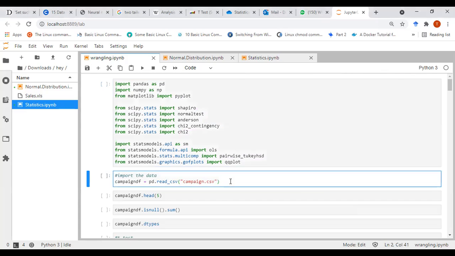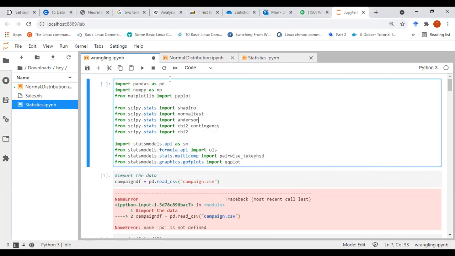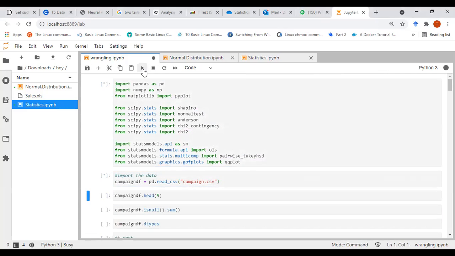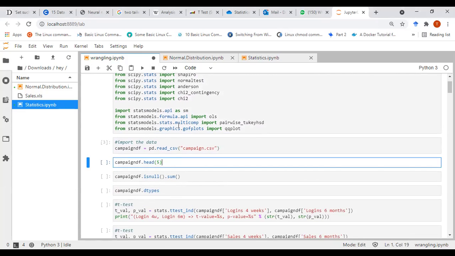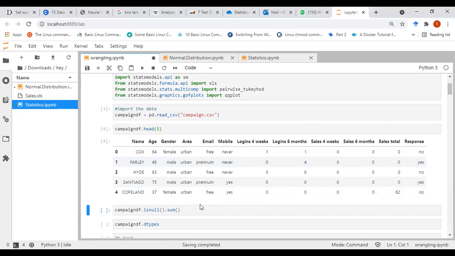Okay, let's execute this. Acha, I did not execute this. Sorry about that. So I read this campaign head. We saw this data last time. You wrangled it pretty well. I'm hopeful about that. I'll just mark the midterm on that. So it's a pretty simple data.